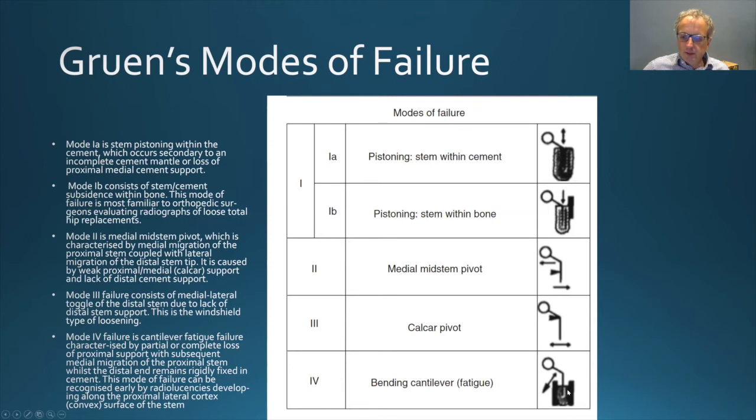And the last one is where the distal bit is fine, but all of the cement has got loose around the top of it, and there's no support for the middle and top of the stem. And what happens is that then fractures usually because there's no support for the stem.